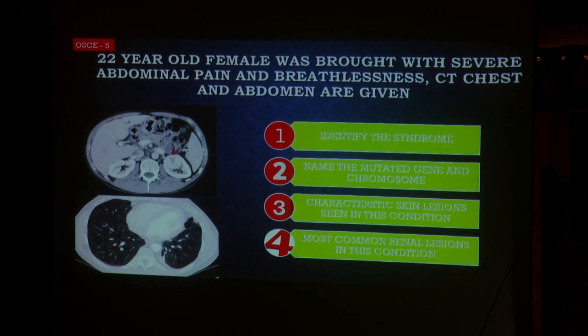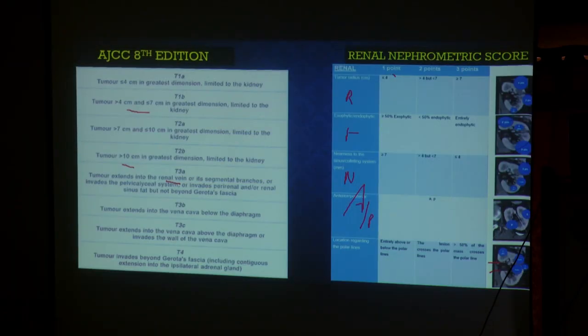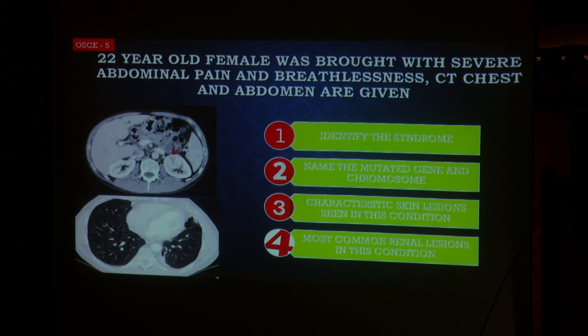Whenever you read about syndromes for DNB exams, they may ask you about the genes as well as chromosomes. Also, clinical features as well as treatment may be asked. So, what are the characteristic skin lesions seen in this condition? Yeah, you will be able to see follicular adenomas, angiofibromas, etc. And the most common renal lesions that you get in this case? Yeah, chromophobe cell carcinoma or renal oncocytomas.